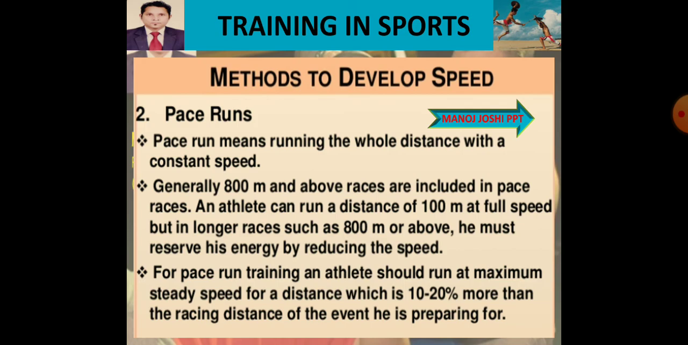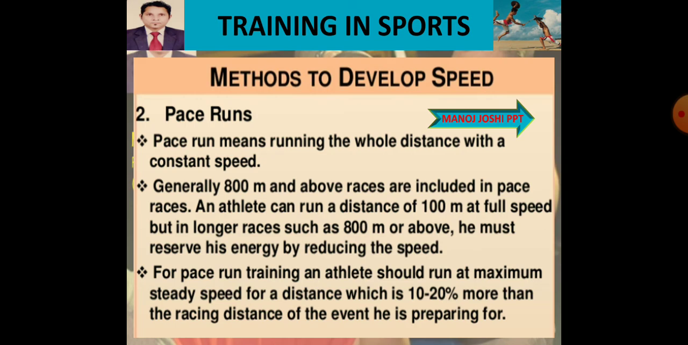A competitive pace race is a timed race in which the objective is not to finish in the least time, but to finish within the prescribed time and in the best physical condition. In some races, the prescribed time is very narrowly defined, and the winner is the competitor who finishes closest to the prescribed time. Complete recovery is ensured between two repetitions.